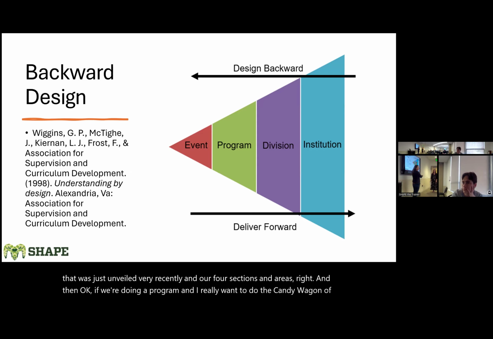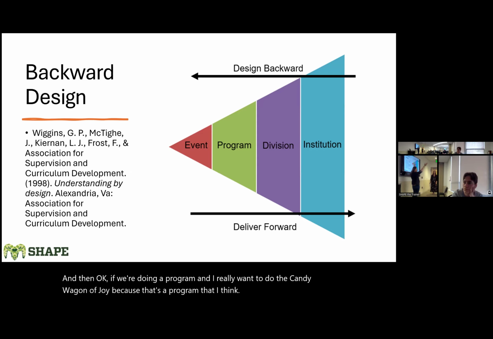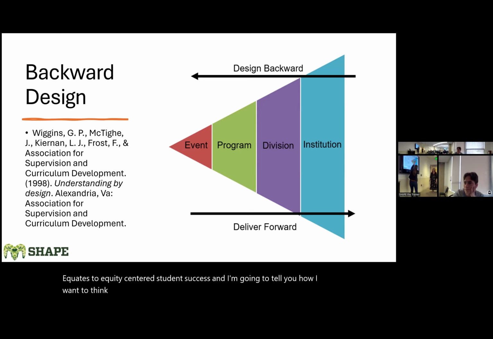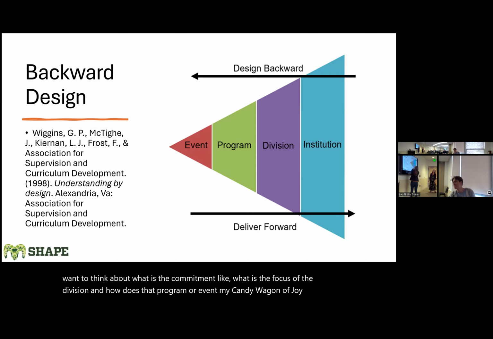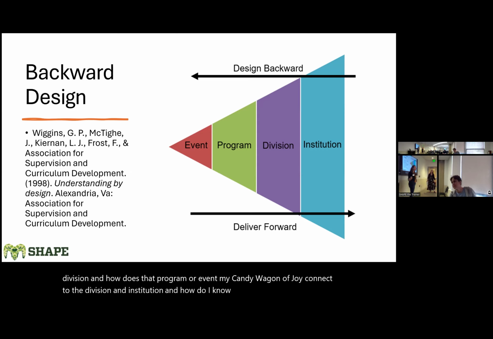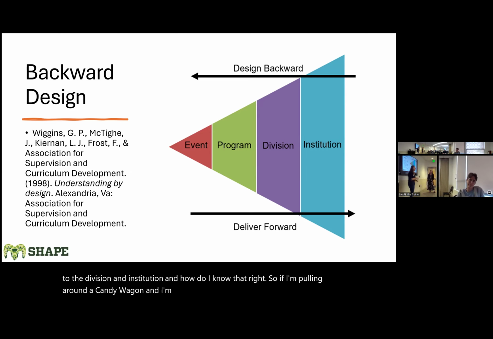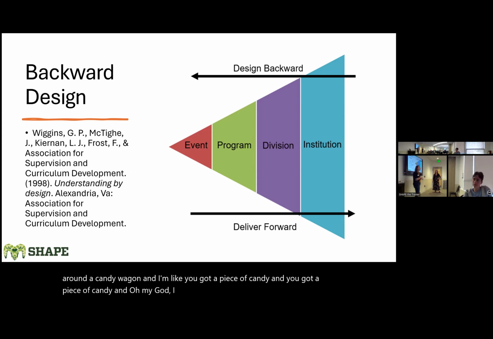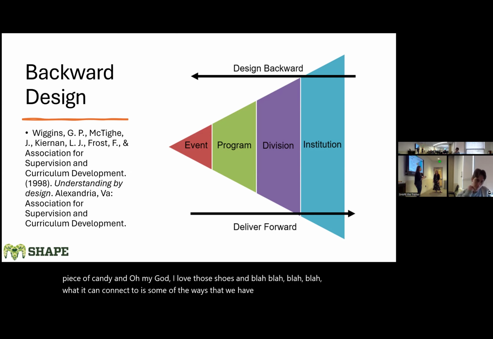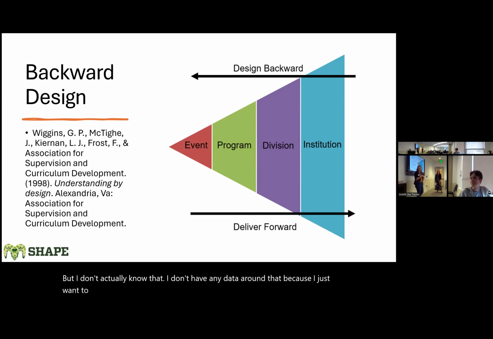And then, okay, if we're doing a program and I really wanna do the Candy Wagon of Joy, because that's a program that I think equates to equity-centered student success, and I'm gonna tell you how. I wanna think about what is the focus of the division, and how does that program or event, my Candy Wagon of Joy, connect to the division and institution, and how do I know that, right? If I'm pulling around a candy wagon, and I'm like, you get a piece of candy, and oh my God, I love those shoes, what it can connect to is some of the ways that we have focused in on these areas of student success, but I don't actually know that. I don't have any data around that because I just want to pass out candy. And hug people. And hug people consensually, don't worry.